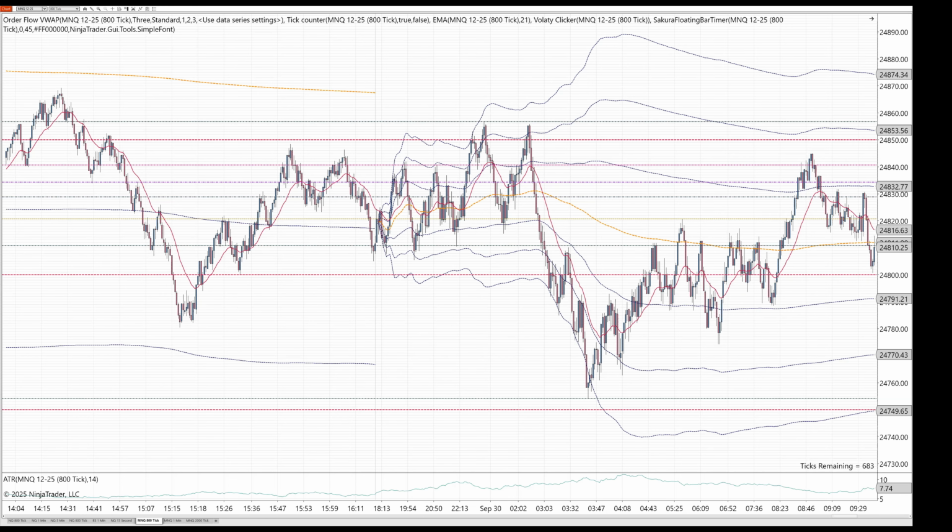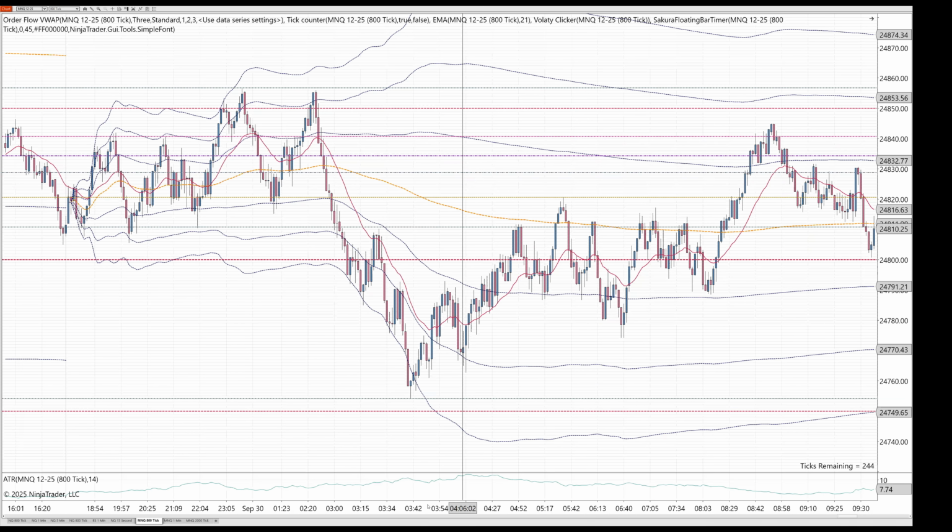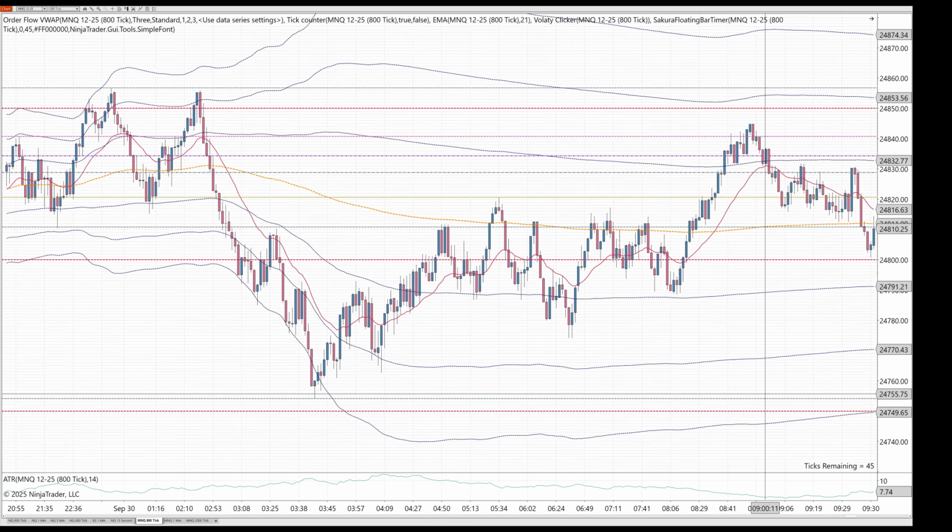Hey, good afternoon, everybody. Today is September 30th, 2025, and we are doing our trade recap for the 800 tick MNQ chart. This is primarily a chart that I trade every day, and I just want to go over all of our potential setups that we took today, the winners and the losers, and our win rate and how much we captured in about an hour to 2 hours of trading.